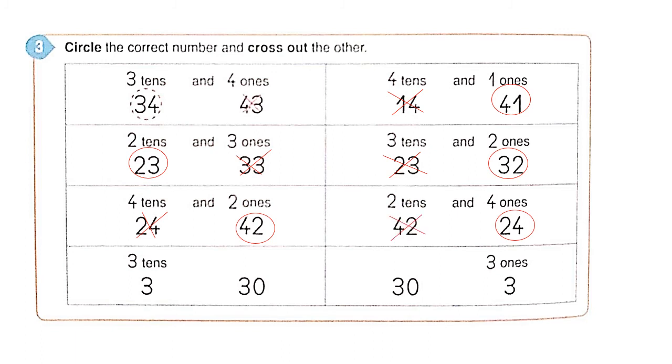3 tens only. We put 3 at the left and we put nothing or 0 at the right. So the answer is 30. We cross out the 3. Then we have 3 ones. We put 0 at the left or nothing and 3 at the right, and we end up with 3. So the answer is 3 here, and we cross out the 30.